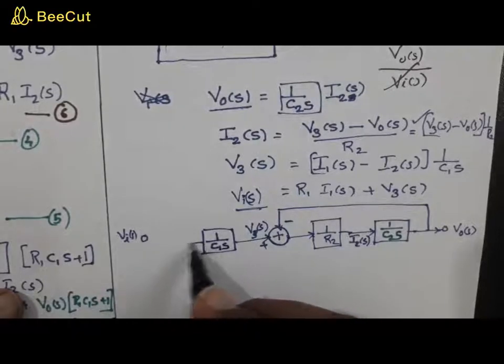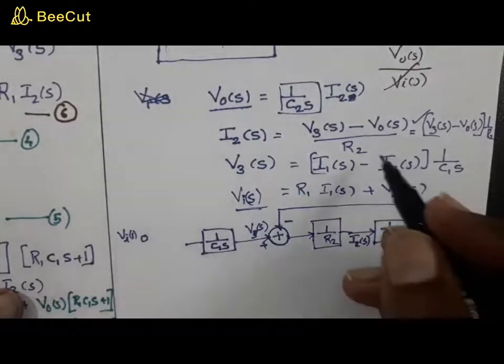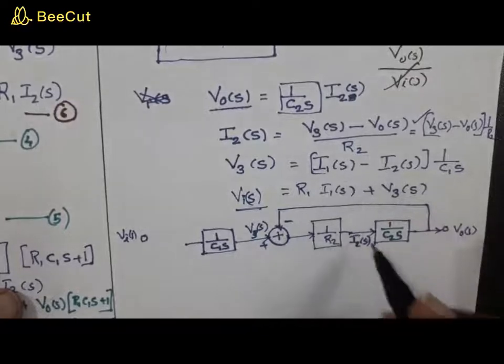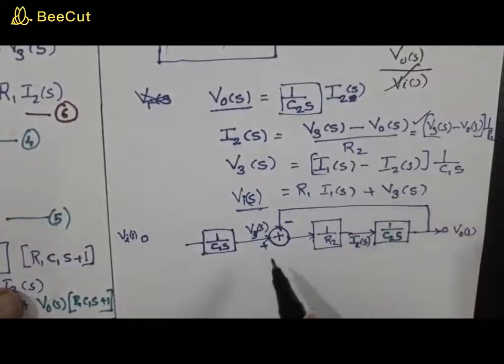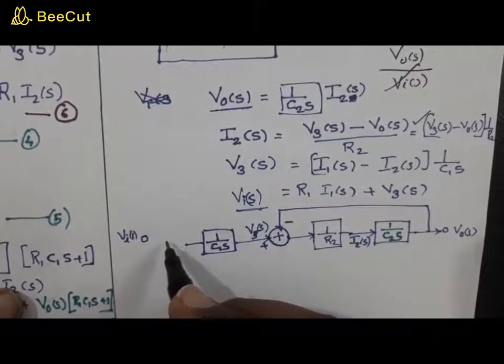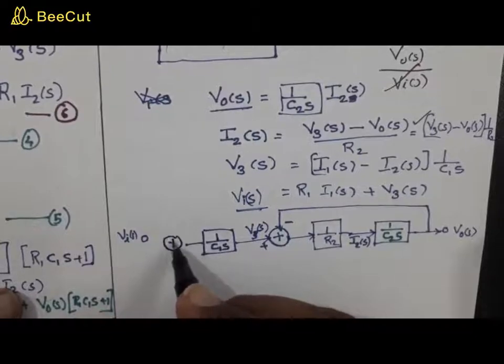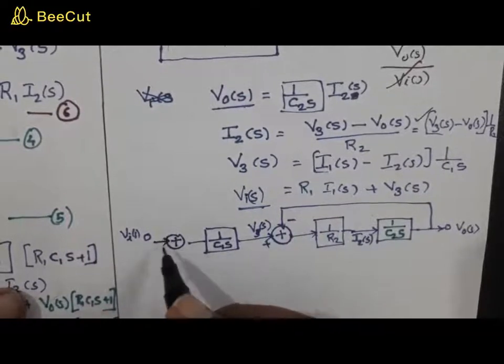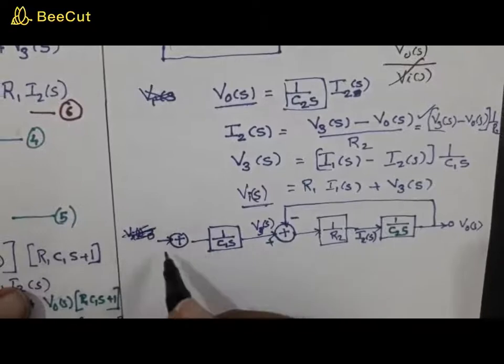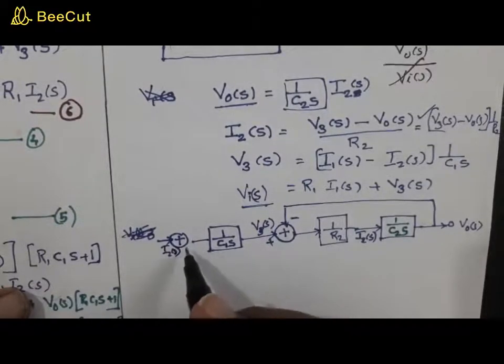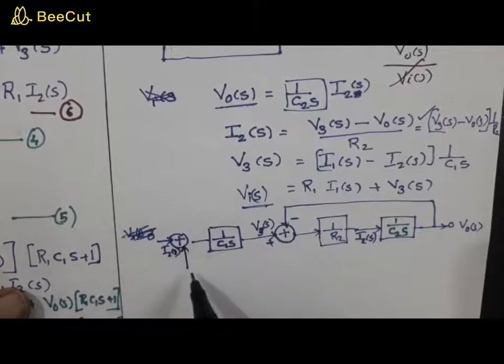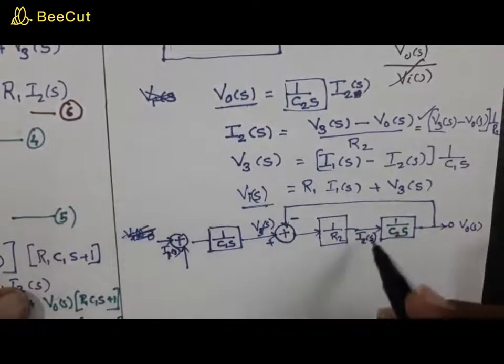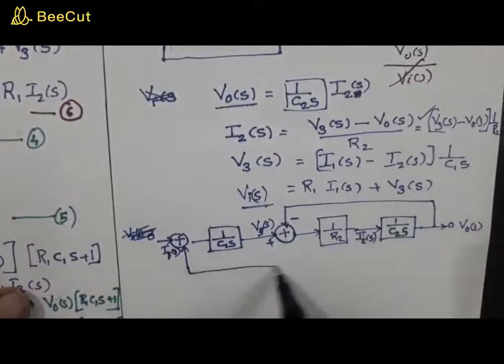And what must come here? That must be I1 of s minus I2 of s. You will get I2 of s from here. And where is I1 of s? I1 of s is one of the inputs of this summer. So this must be your I2 of s, right? And sorry, this is I1 of s, and this has to be your I2 of s, right?